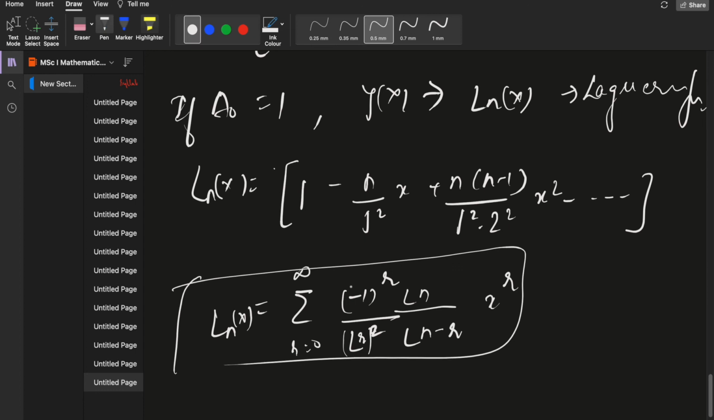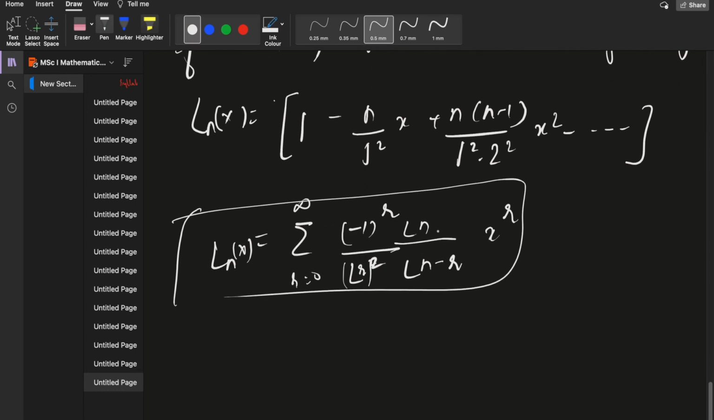Alright, so this is the Laguerre function. Just do remember this one. In the upcoming class, we are going to study the generating function for the Laguerre function. Thank you.